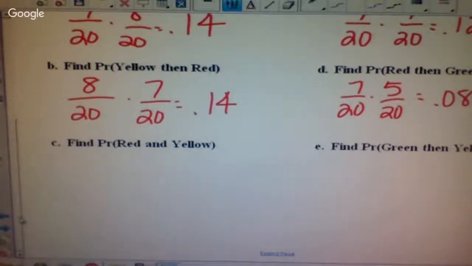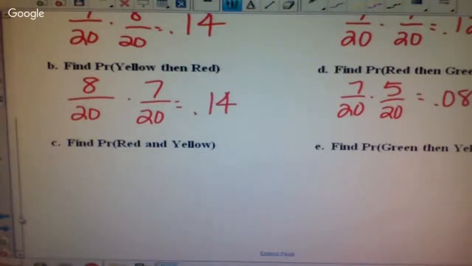I think there's 7, 8. What did the word "and" mean? We just did one. We just did one. Double. 7 times 8 plus 7 times 8, right? Or 8 times 7. I mean, does it really matter what order it's in?